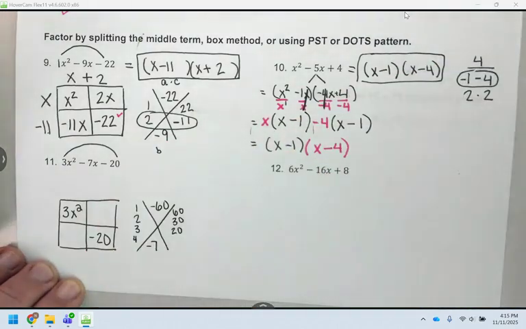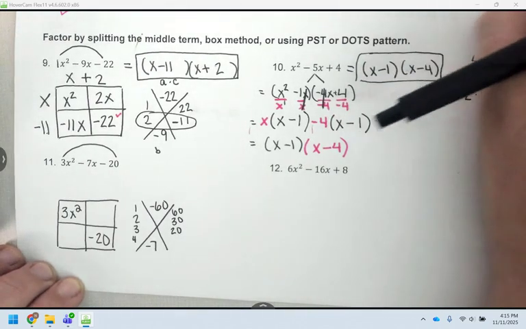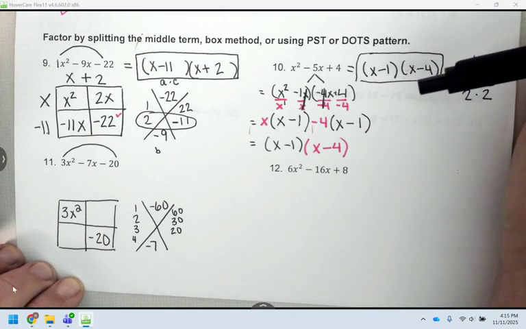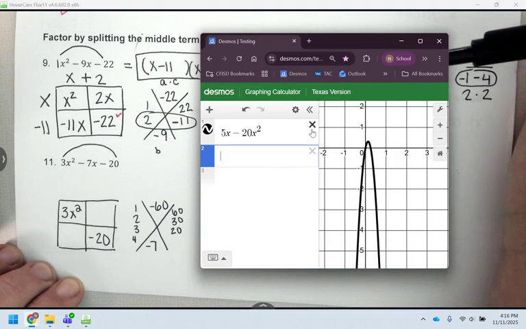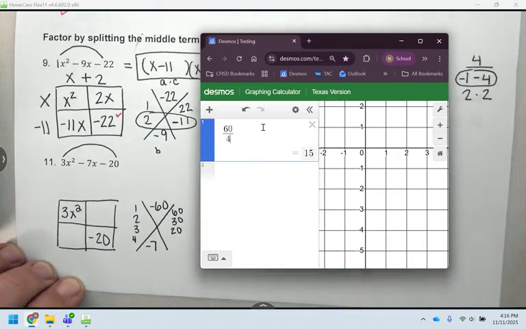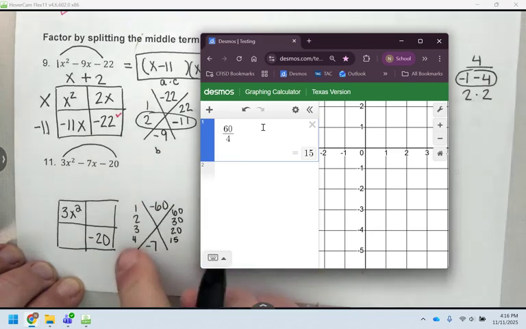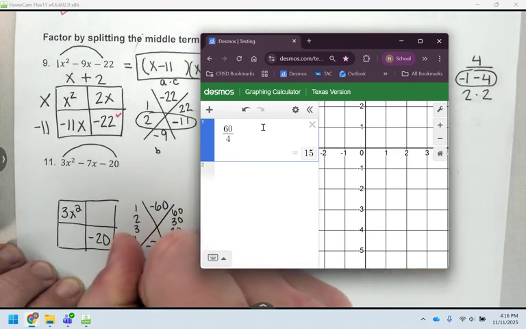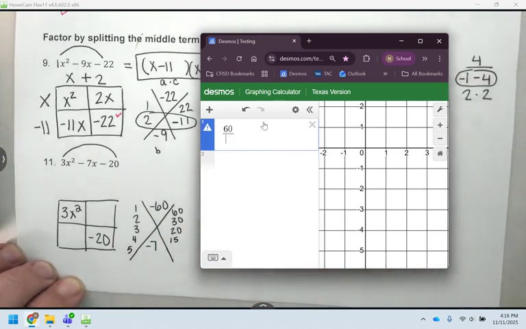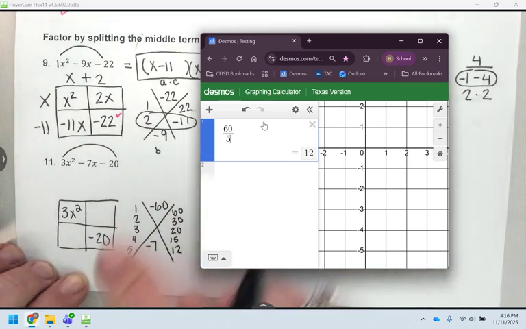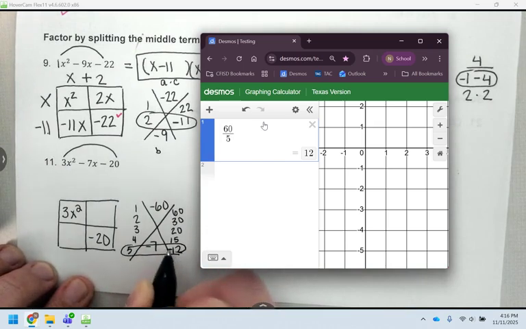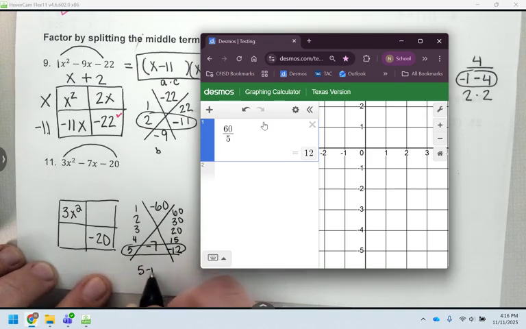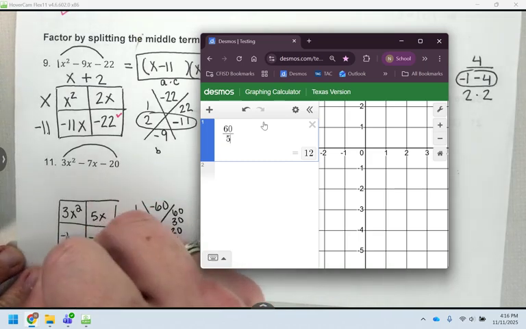4, and if you don't know, you can always use Desmos. Let's do that. 4, what are we doing? 60 divided by 4, 15. Still not there yet. What about 5? That'll give me 7. All right. How am I going to get a negative 7 out of those? A negative 12, right? 5 minus 12 is negative 7. So 5x, negative 12x.